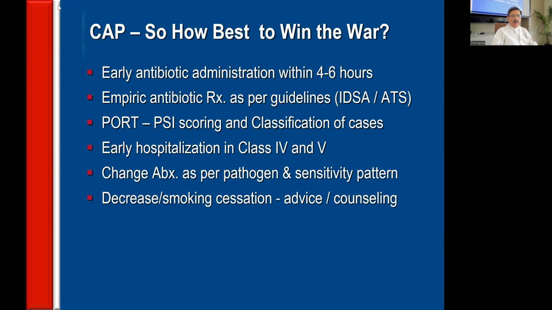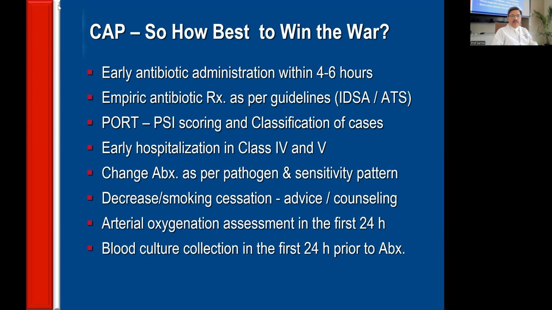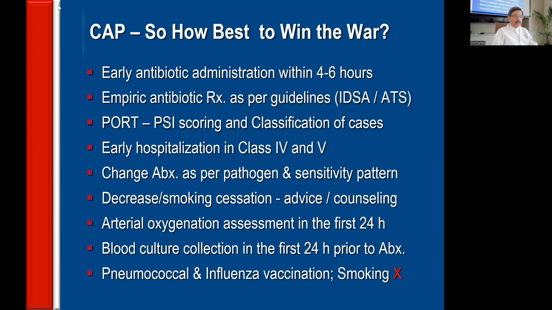Smoking cessation advice and counseling on smoking. Arterial oxygenation assessment in the first 24 hours. Blood culture collection in the first 24 hours in people who are in category 4 or 5. Pneumococcal and influenza vaccination, and stop smoking.